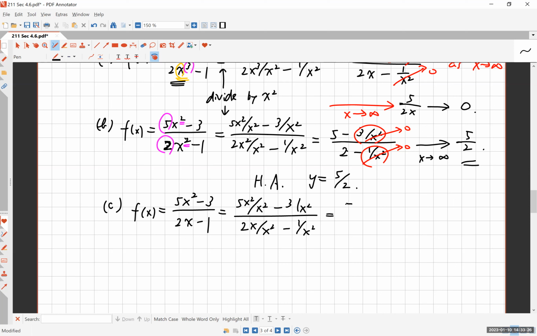Okay, so what is that? It's (5 - 3/x²) over (2/x - 1/x²). And the point is, the numerator terms go to 0. Whoops, this denominator is supposed to go to 0, gets closer and closer to 0, but the top is going to stay around 5. That's going to go to infinity, right? So here we have no horizontal asymptotes.